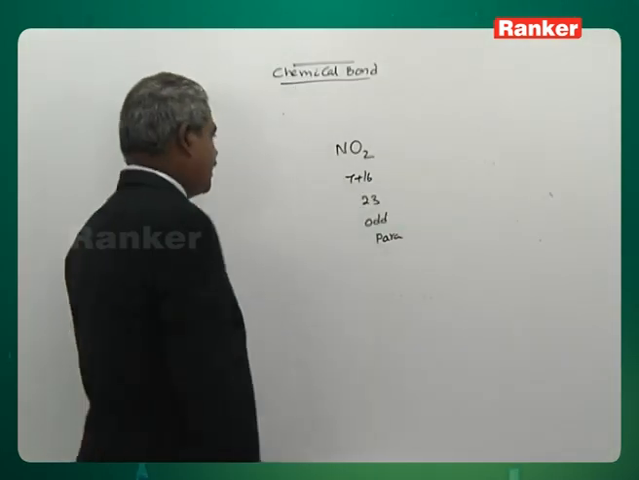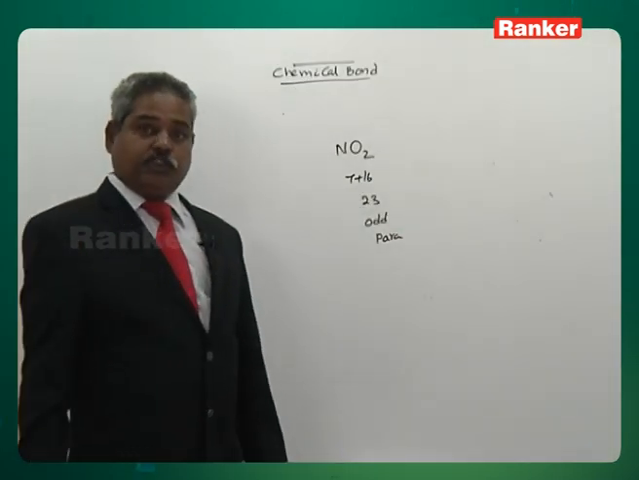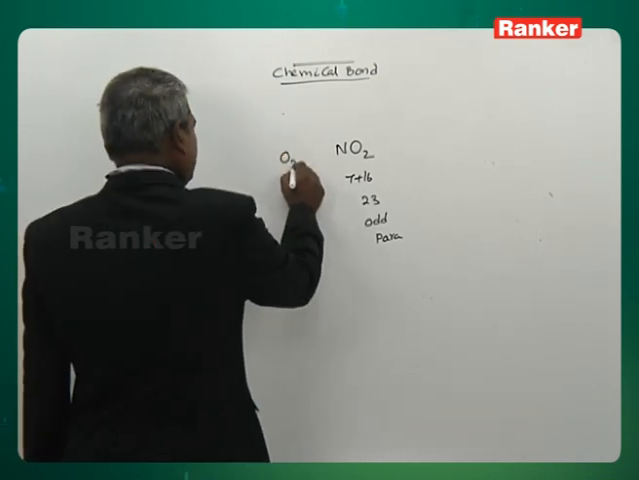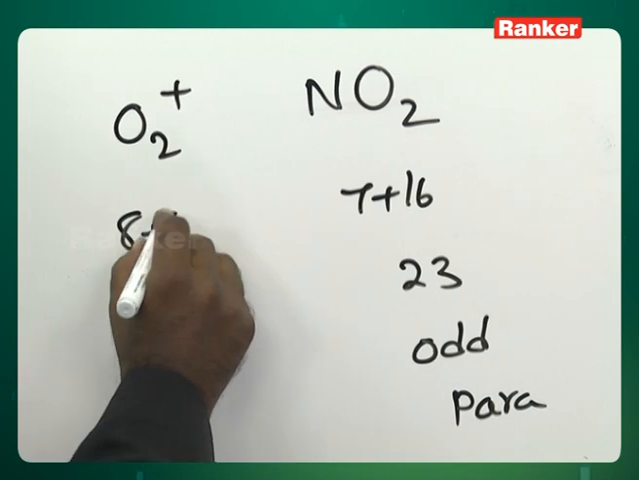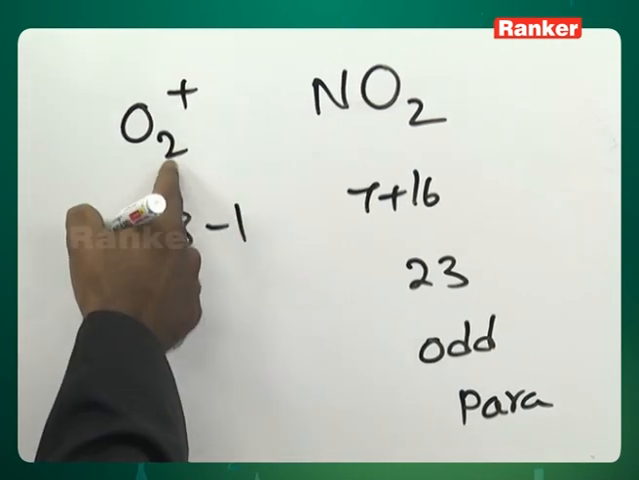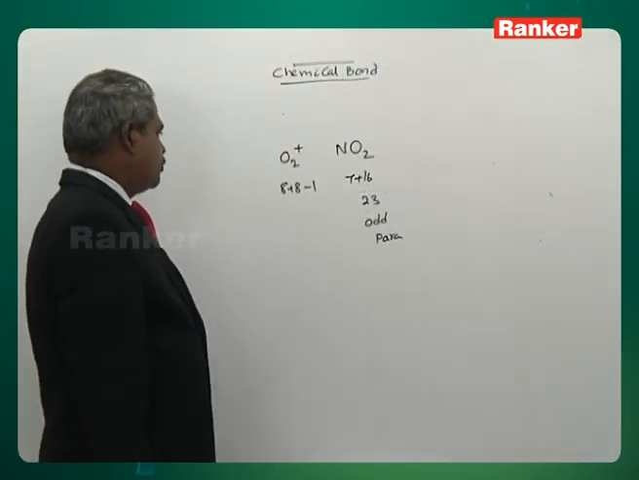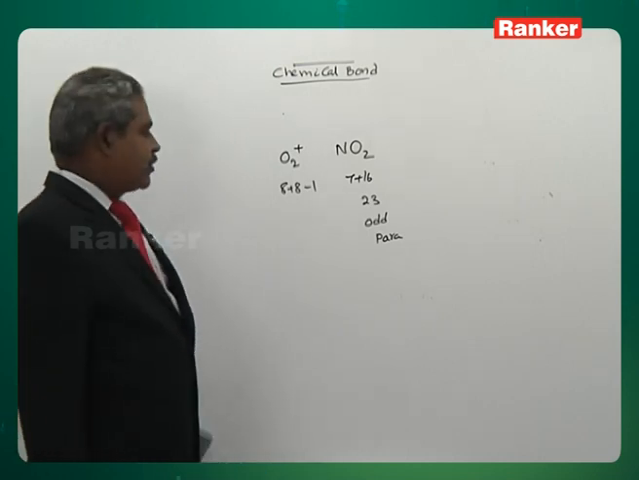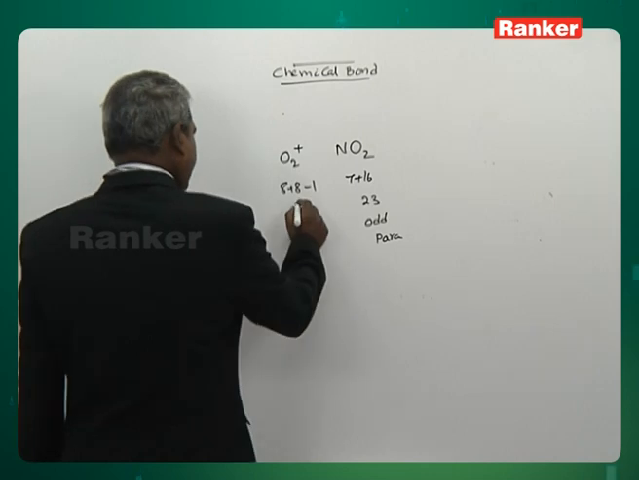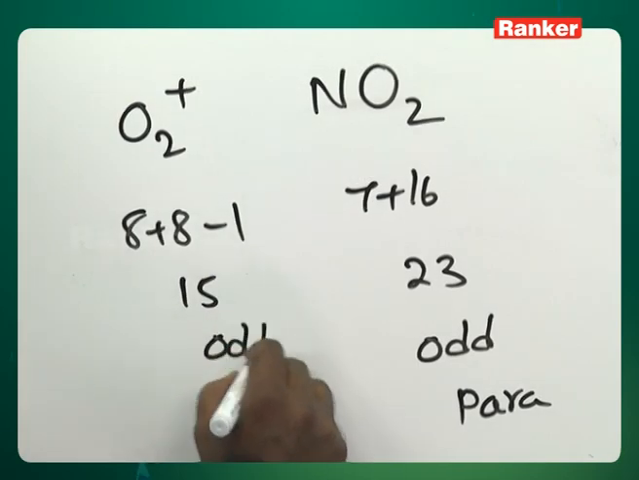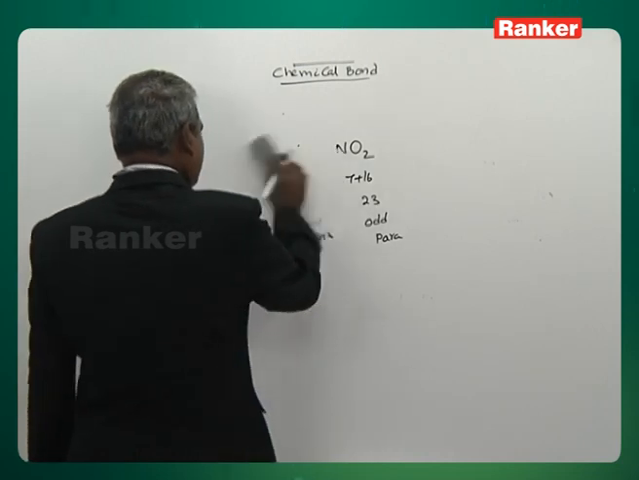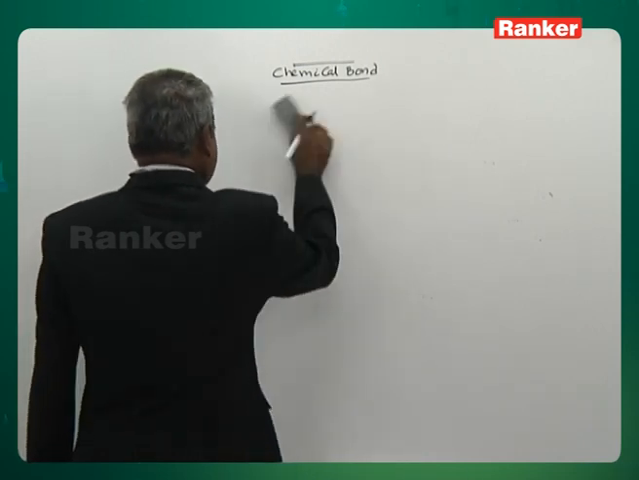NO2 is paramagnetic, NO is paramagnetic, CO is diamagnetic, O2 plus is paramagnetic. O2 plus, 8 plus 8 minus 1 electron. Here is a number, number means 2 atoms more than O2. So 2 oxygens removing 1 electron, 8 plus 8 minus 1, 15, odd, para, like that. But what about O2, B2, etc.?